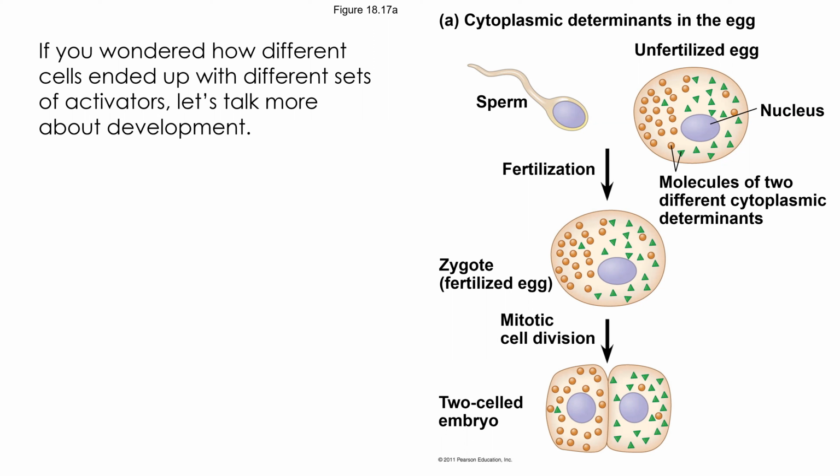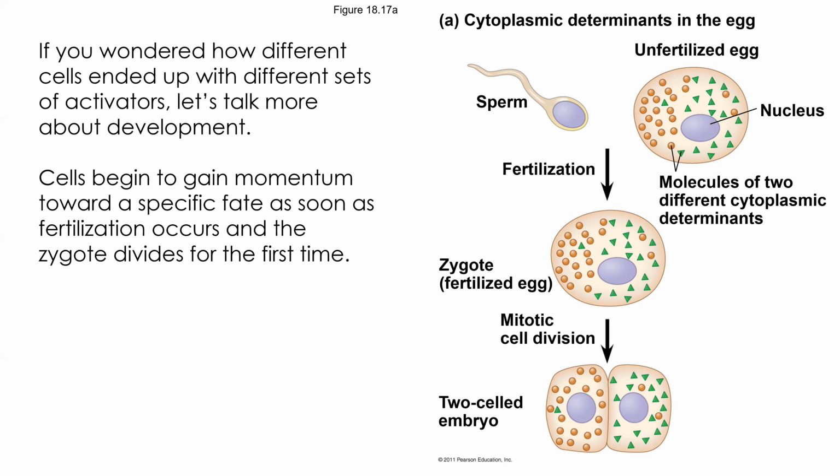So here you can see the union of sperm and egg. What we're going to focus on here is what's going on in our egg. You can see there's some uneven distribution of molecules in the cytoplasm of this unfertilized egg. We can see some orange circles and some green triangles. These can be proteins, or they can be different types of RNA. Either way, they can get segregated to two different sides of the cell.